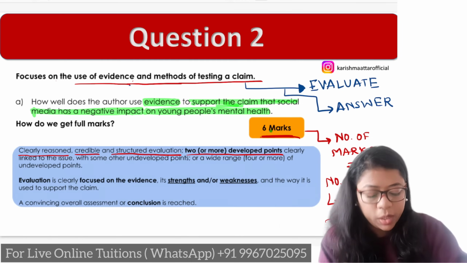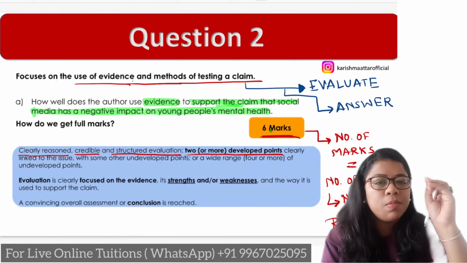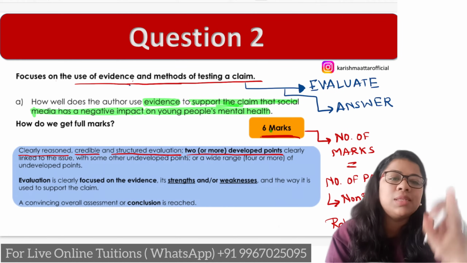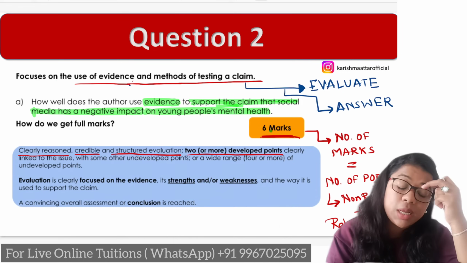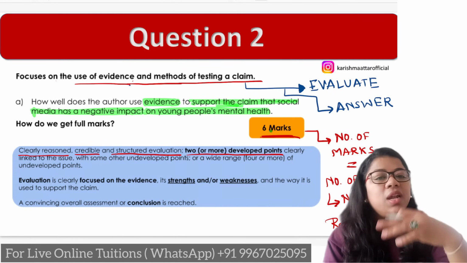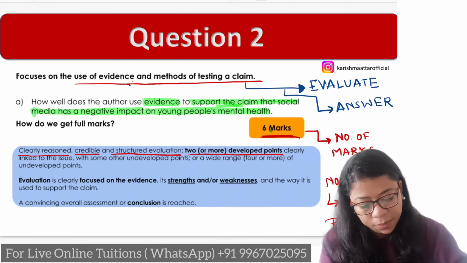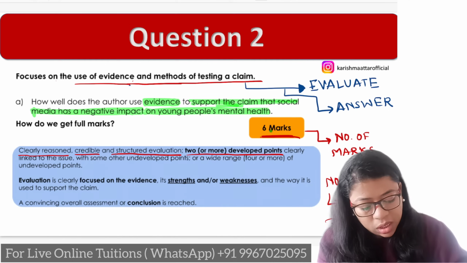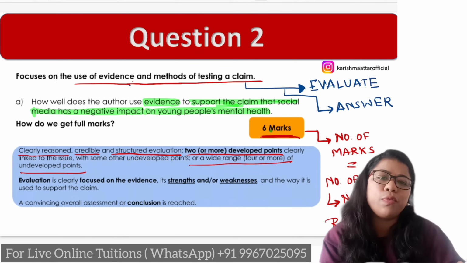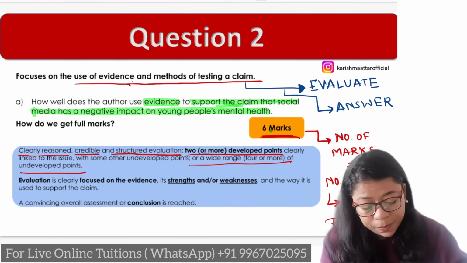Two or more developed points. When I say developed points, the simple meaning is to make it relevant to the question and non-repetitive. Don't say the same thing over and over again in different words. Make it a clearly differentiated, non-repetitive point. Then there is the wide range of four or more undeveloped points. So please stick to 5 to 6 pointers to be on the safer side and score maximum marks.